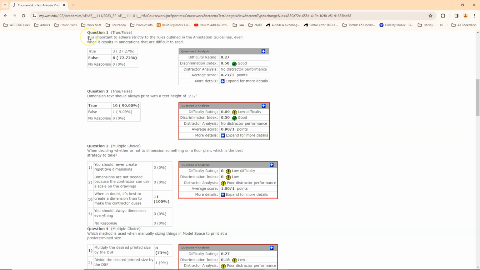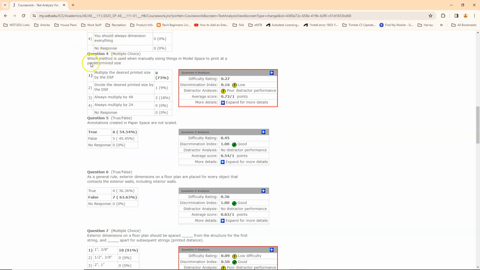First thing is, it's important to adhere strictly to the rules outlined in the annotation guidelines, even when it results in annotations that are difficult to read. That's false. When annotations are difficult to read, sometimes we have to deviate from the strict rules. And remember that annotation guidelines has the word guidelines in it. So that means it's not a strictly adhered to list of rules. They are indeed guidelines, and you really have to use your best judgment and critical thinking to navigate through any annotation assignment that you're working on.